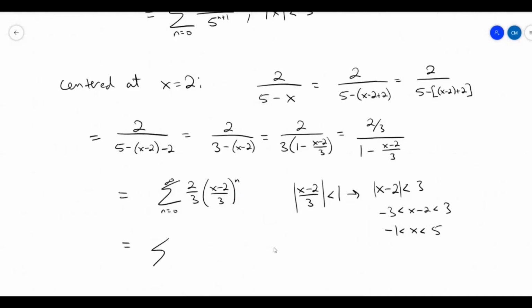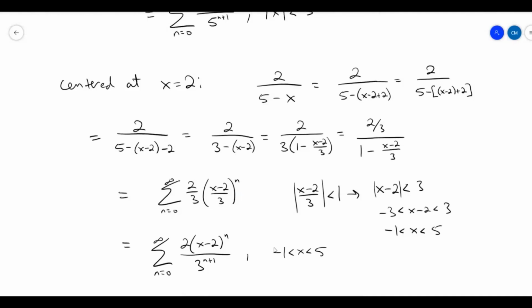And then the last step here, to clean it up a little bit, you could say 2 times x minus 2 to the n over 3 to the n plus 1, converging for all values of x between -1 and 5.